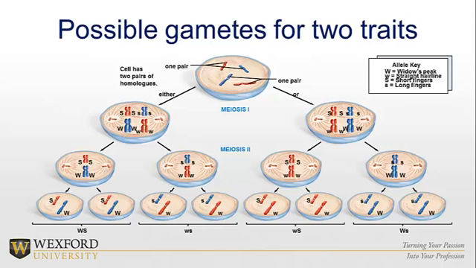We have our initial cell, and notice that it has four chromosomes here. What's going to happen is that these four chromosomes are all going to undergo DNA synthesis and replicate themselves, and they're going to create these little X looking things. But the ones representing widow's peak are going to pair up next to each other, and the ones representing short fingers are going to pair up.